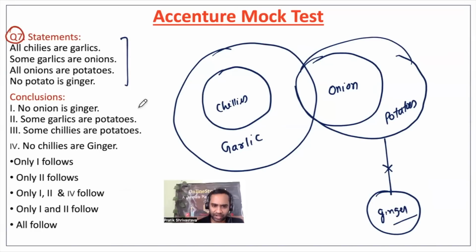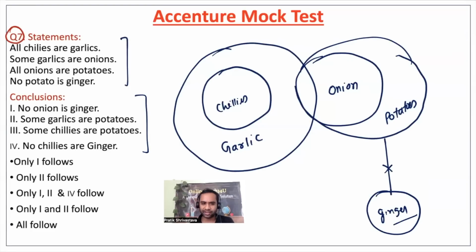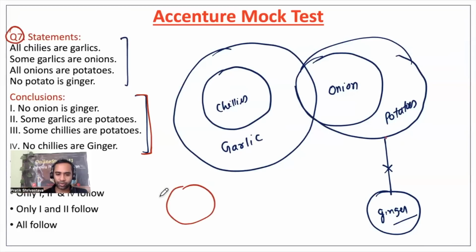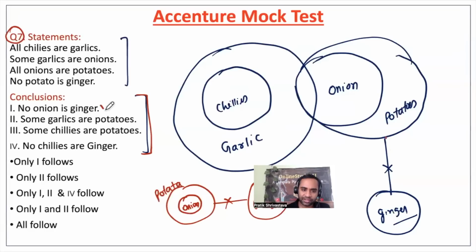Fine. Now let us look at the conclusion. Please understand one by one. I know many of you will give the wrong answer here, I'm damn sure. You can try before solving this. No onion is a ginger. Now, friends, they are telling potato does not have any relation with ginger. So please try to visualize here. Potato does not have any relation with ginger, and this onion is inside. So if potato does not have any relation, then definitely onion also will not have any relation with ginger. So this goes as correct.